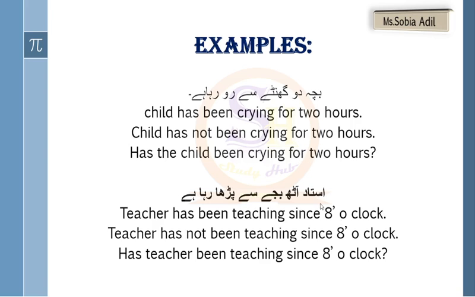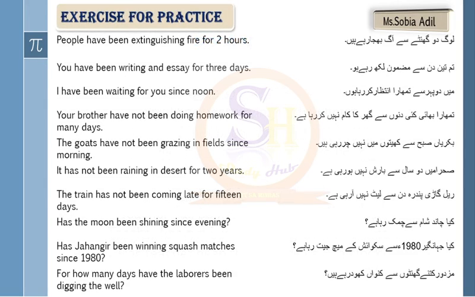Question mark. Number 2 is Ustad 8 बजे से पढ़ा रहा है. Teacher has been teaching since 8 o'clock. Now here we have used since. Why is it so? Because 8 o'clock is certain time, right? Negative is: teacher has not been teaching since 8 o'clock. Has teacher been teaching since 8 o'clock? Question mark. This is an interrogative sentence. So those were the examples, students. I hope that all of the points are clear.